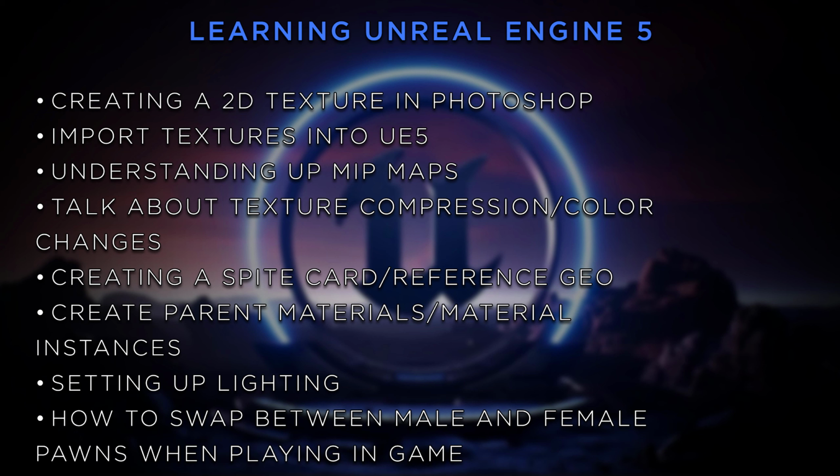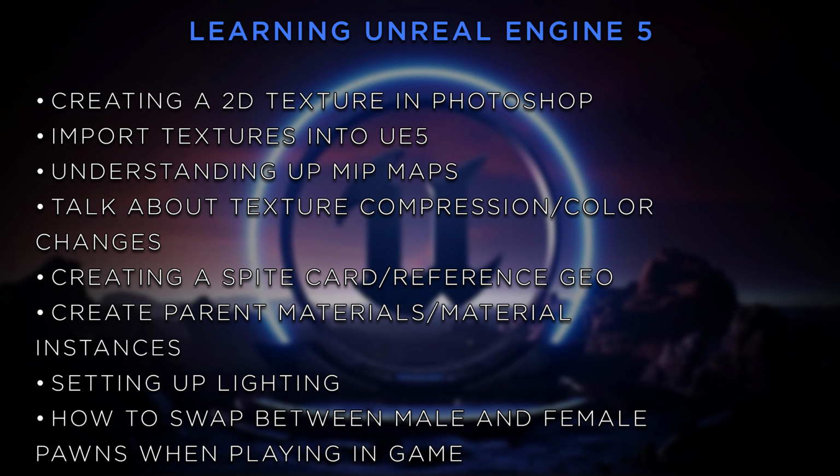We'll talk a little bit about alpha and how that can be used for transparency. When we get into the engine, we'll have an understanding of how bitmaps work on a texture. We'll also talk about texture compression and maybe the color changes that might happen whenever you compress the image. We'll take a look at how we can make it to where it's not compressing the image for the example that we're trying to create. We'll go ahead and create a sprite card. This reference geo, we can make that inside of Maya, and then we'll import that into Unreal.